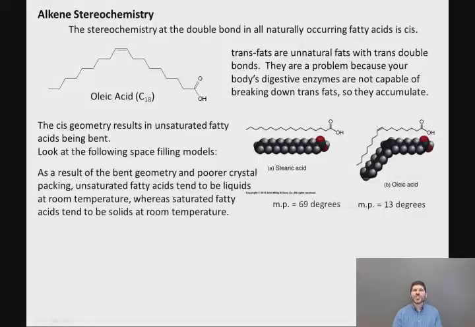As a result of the bent geometry, unsaturated fats do not crystallize as well. They cannot pack together one on top of each other because those bent arms will flop in each other's faces. So as a result, unsaturated fatty acids are going to tend to be liquids at room temperature, think oils, whereas saturated fatty acids tend to be solids at room temperature, think beef fat.